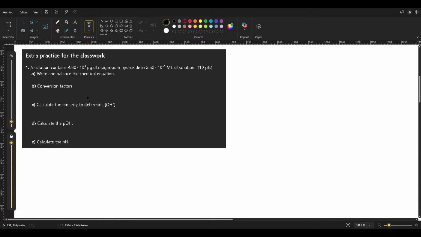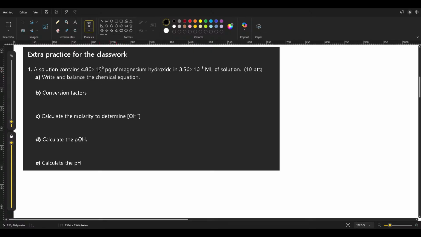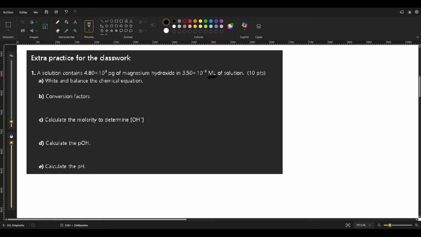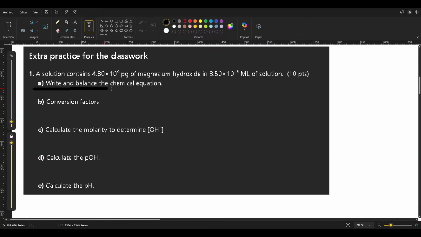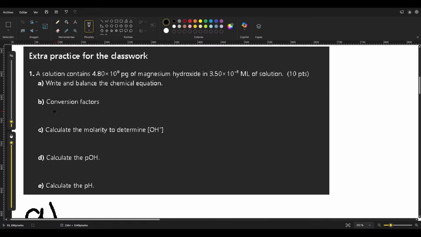Okay, so let's see. A solution contains 4.80 times 10 to the 9 picograms of magnesium hydroxide in 3.50 times 10 to the minus 5 megaliters of solution. Write and balance the chemical equation. Okay, so let's do that. Part A.